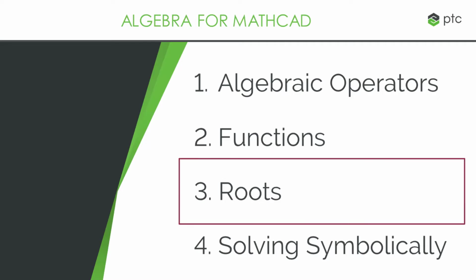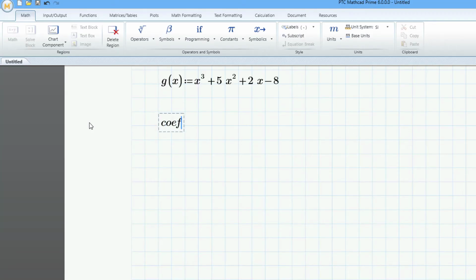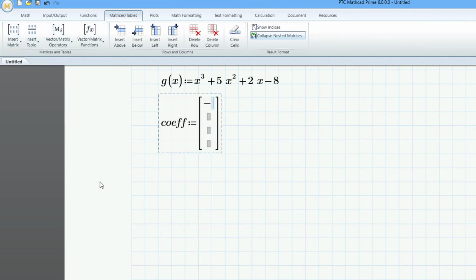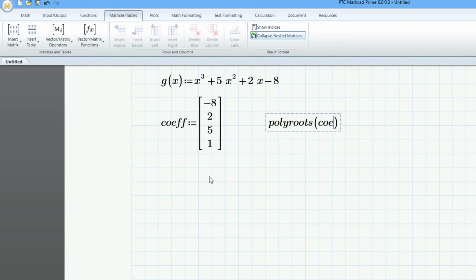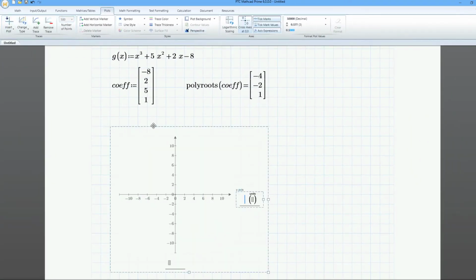The polyroots function allows you to find all the roots of a function. The roots are the values where the function equals zero. Let's start with a polynomial function of the third order. We will create a vector that contains the coefficients of this function. Next, we will use the polyroots function to evaluate this vector. We can verify these solutions by plotting the function.